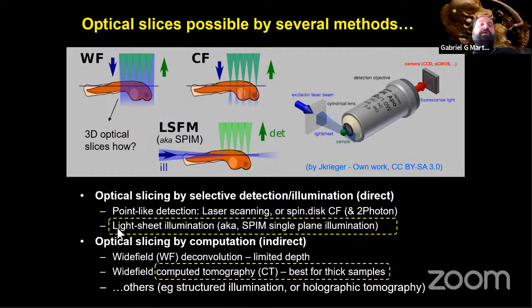As I said, there are many different ways of doing optical sectioning, but I'm only going to refer to these two. One is using light sheet illumination, and we'll see in a moment how that works. The other one is computed tomography, which is a derivation of medical imaging with X-rays, which is the thing that Rina was mentioning when he said that I worked on this optical tomography device.